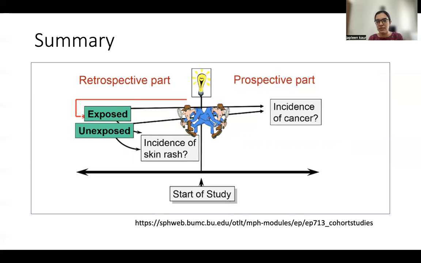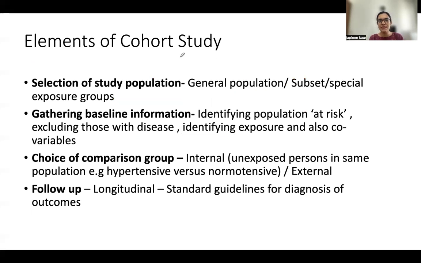a particular risk factor, and some who have not been exposed, and then we follow them up to see, for example, all the patients who have HPV in their cervical smears, or the patients who do not have, and then we see whether they develop cancer or not. And if we look at some patients from case records and some we follow prospectively, then we call it an ambispective study. Now, these are the basic elements of a cohort study. We select the study population, which may be general or a subset.